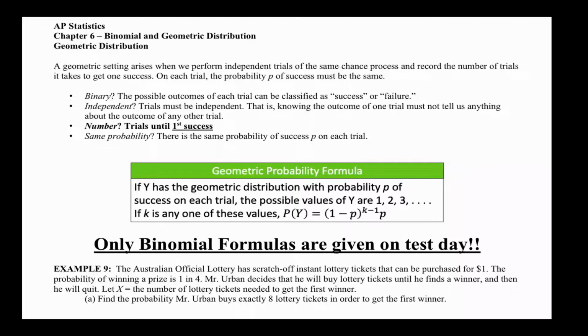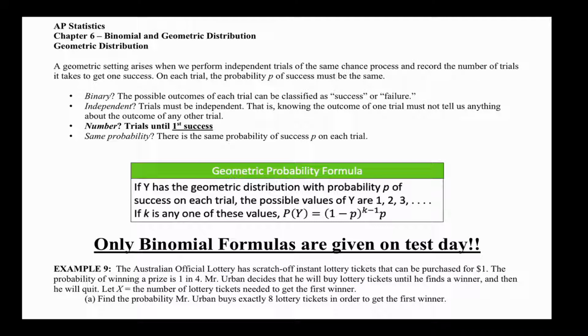We've talked about binomial, what that is, the four components of it, BINS. Geometric is this. B, binary, still okay. Still binary. Geometric is binary, still okay. Independent, still okay. Same probability, still okay.